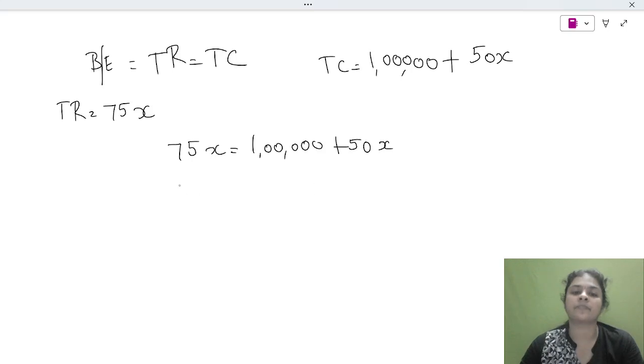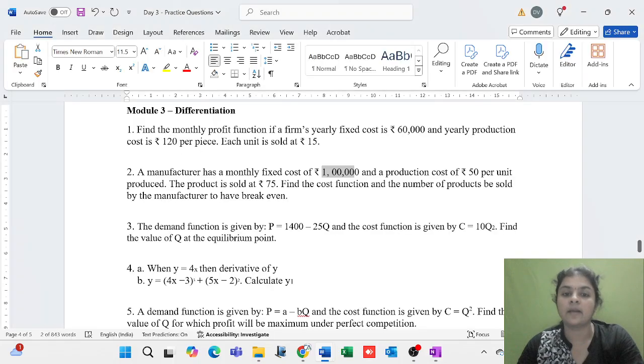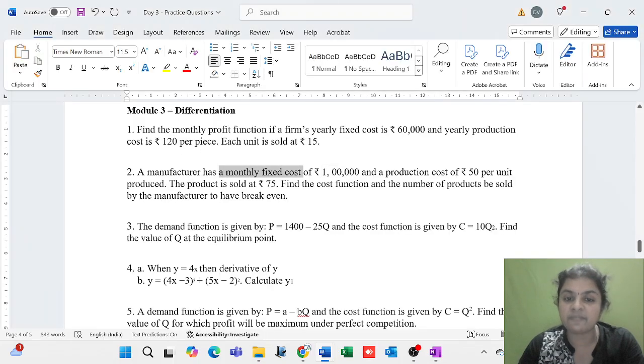So 25x is equal to 1 lakh. x is equal to 1 lakh by 25, which is 4,000 units per month. Why am I saying per month? Because they have used the words monthly fixed cost.